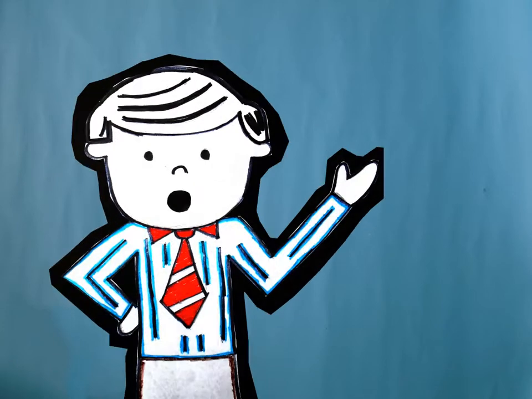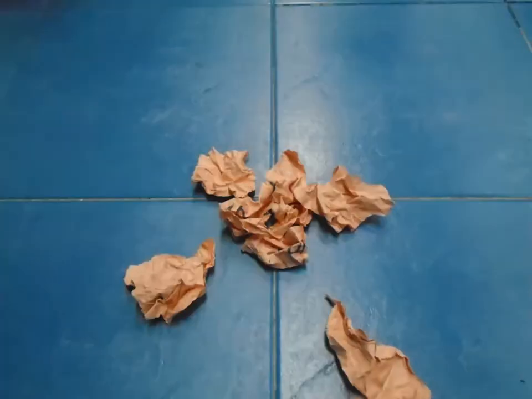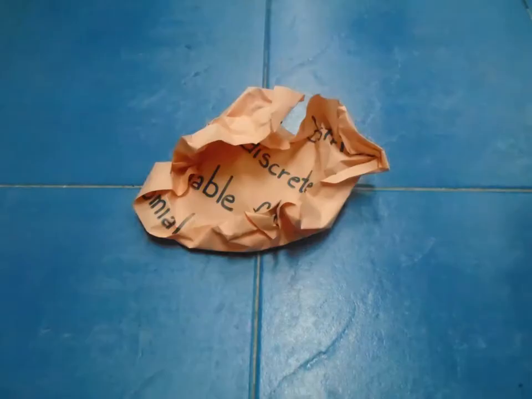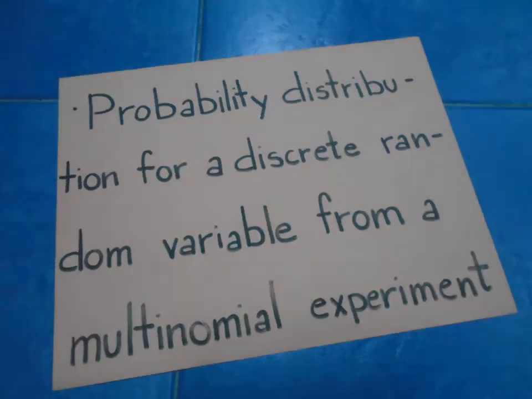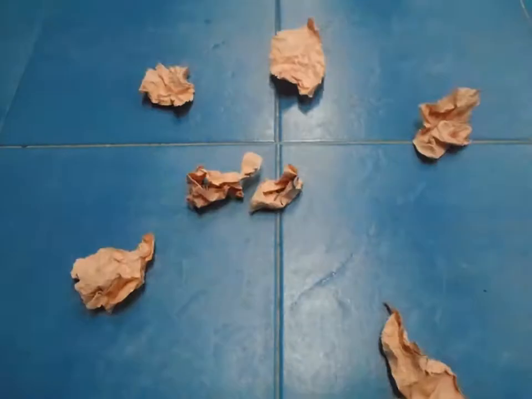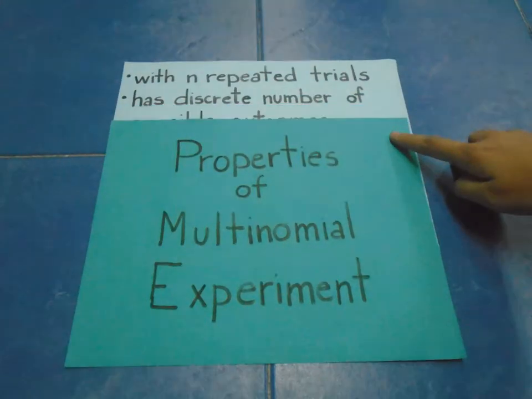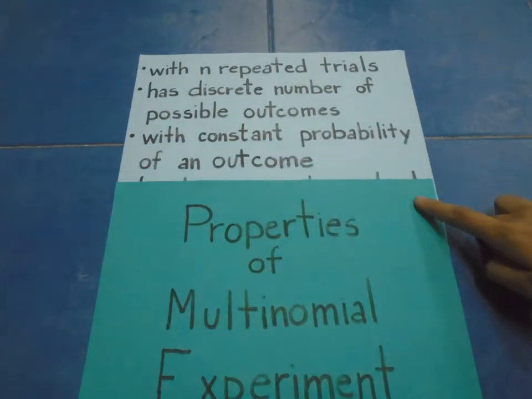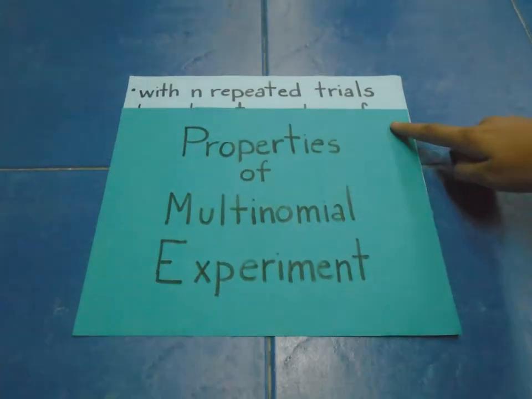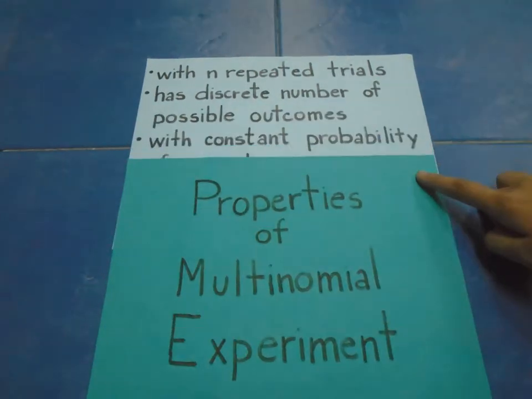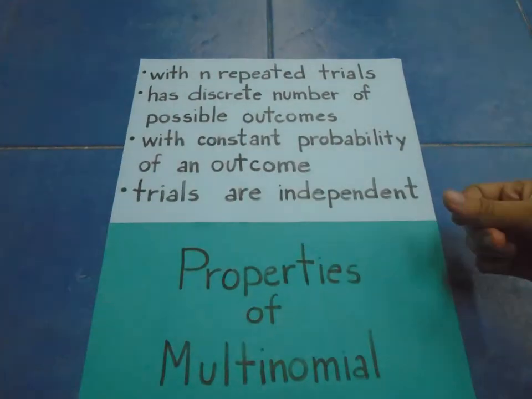I'll walk you through the basics of a multinomial distribution and how it can be applied by civil engineers. Multinomial distribution is a probability distribution for a discrete random variable from a multinomial experiment. The properties of a multinomial experiment are as follows. It has n repeated trials with a discrete number of possible outcomes. Each outcome also has a constant probability of occurring, and the trials are independent.